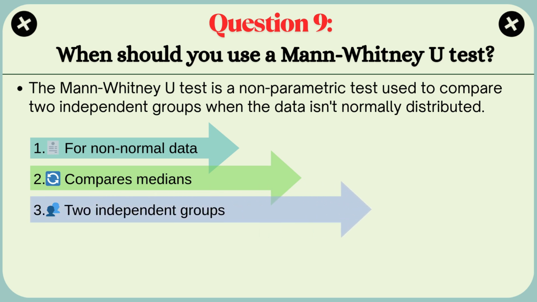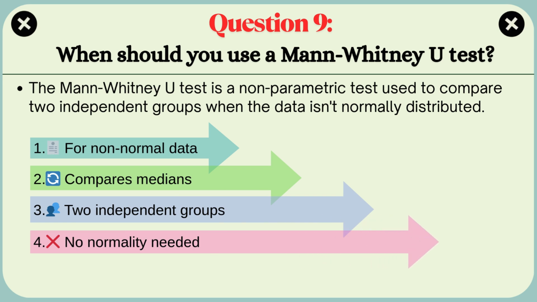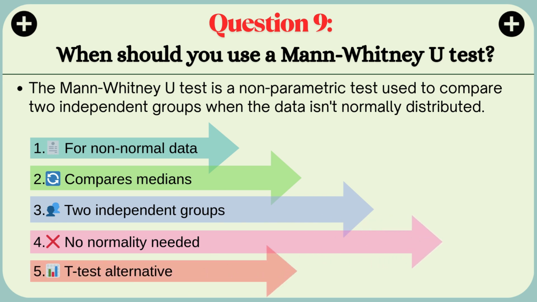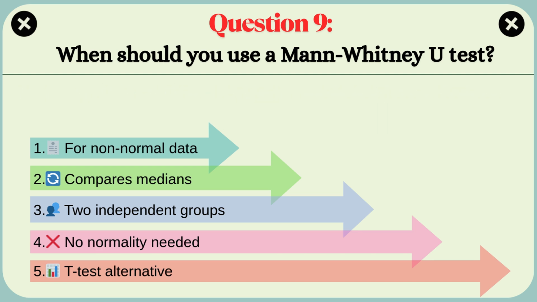Two independent groups: they must be unrelated. No normality needed: makes no assumptions about distribution. T-test alternative: useful when data is skewed or ordinal.